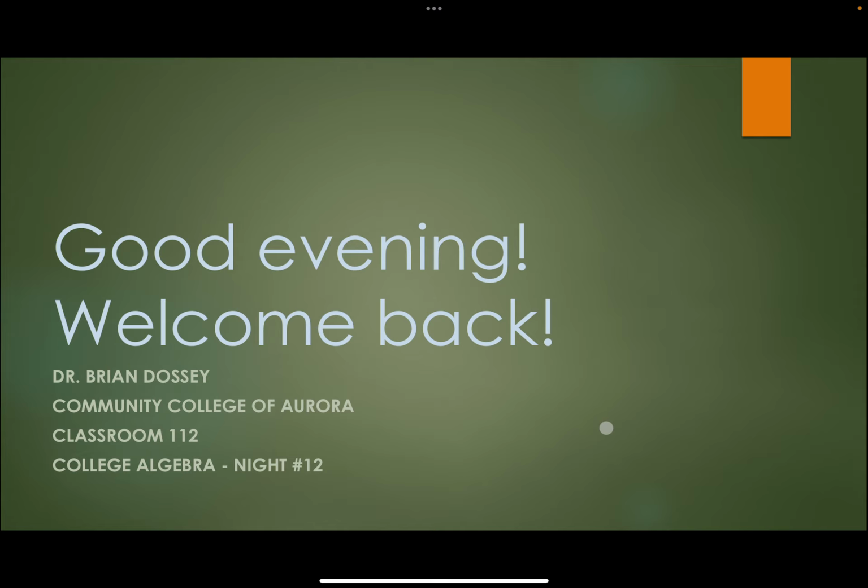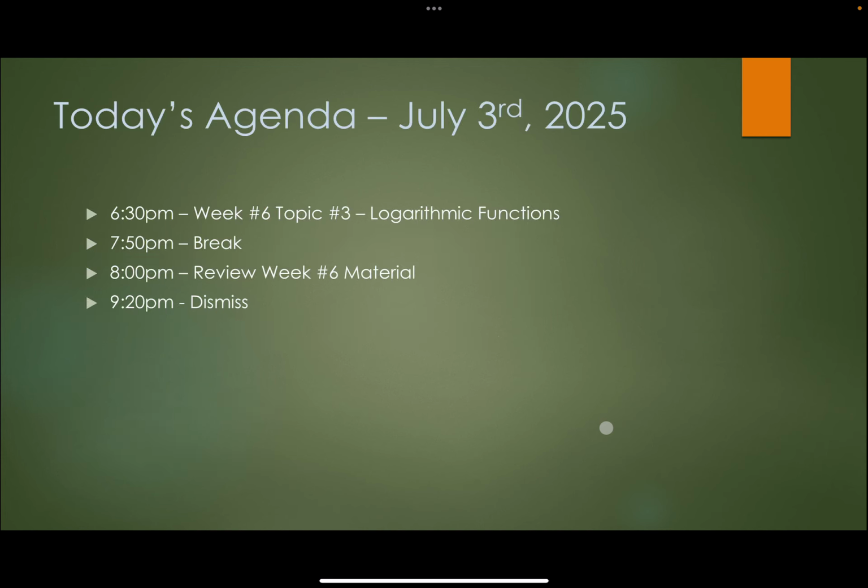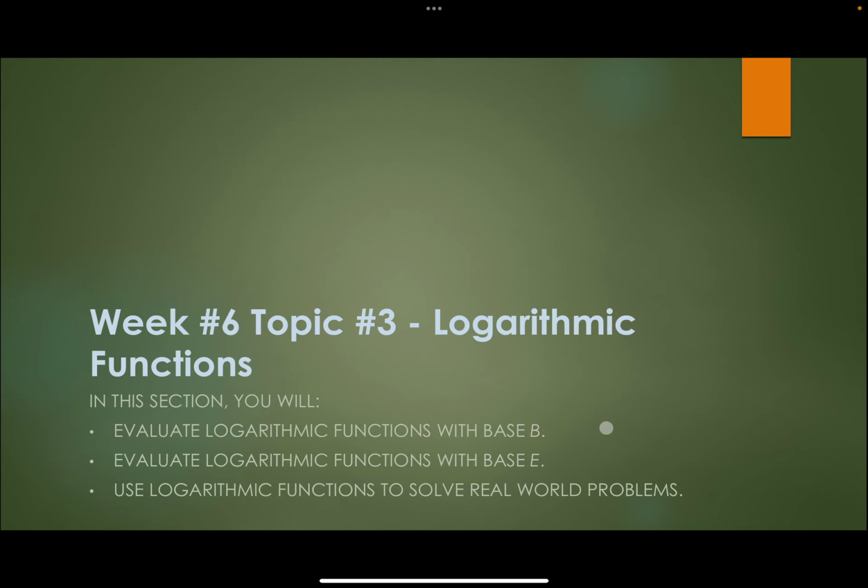Just like before, please record or pause the recording when we do practice problems so that you can practice them and then see how I do them. What we're going to be doing tonight is going through logarithmic functions, and then we're going to review the week 6 material. For logarithmic functions, we're going to talk about evaluating a logarithmic function with base b, with base e, and using them to solve problems.